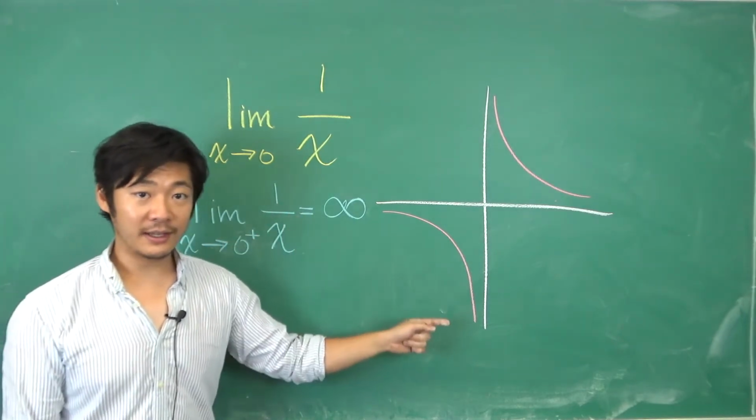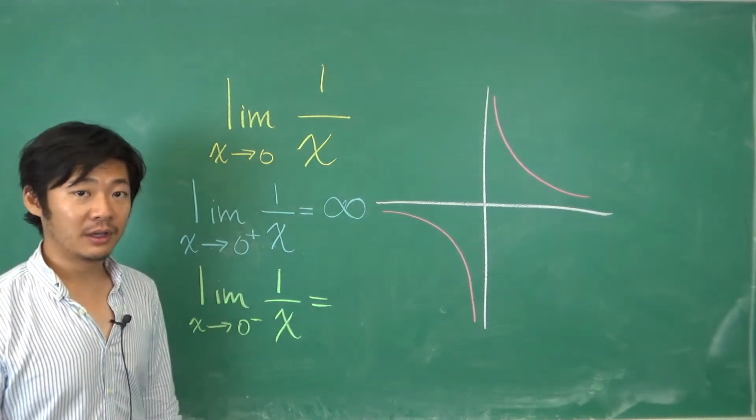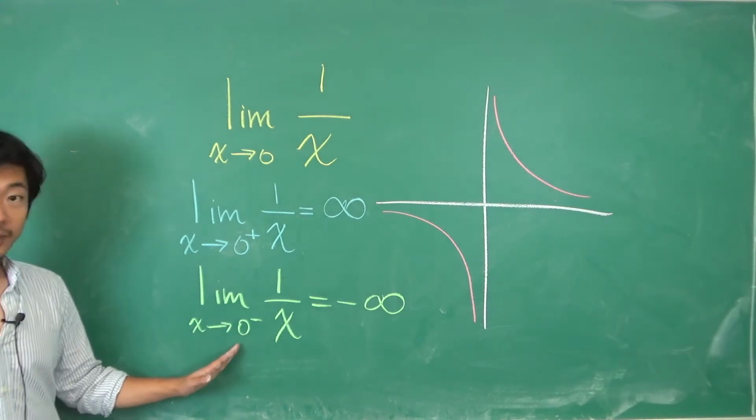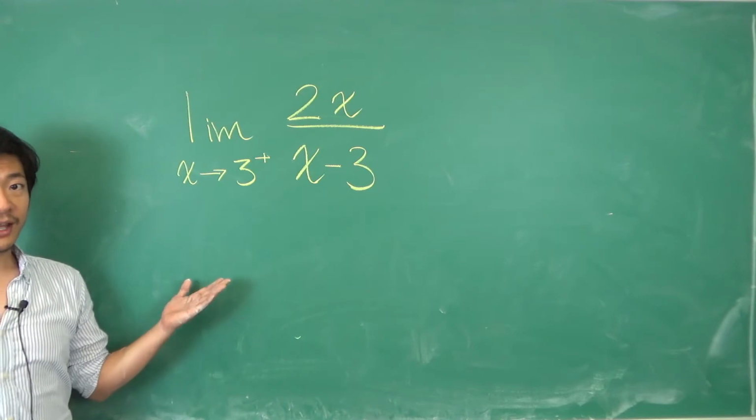What about from the left-hand side? Well, this is tending towards a more and more negative number. And so we'll write this as that the limit as x goes to 0 from the left of 1 over x is negative infinity.